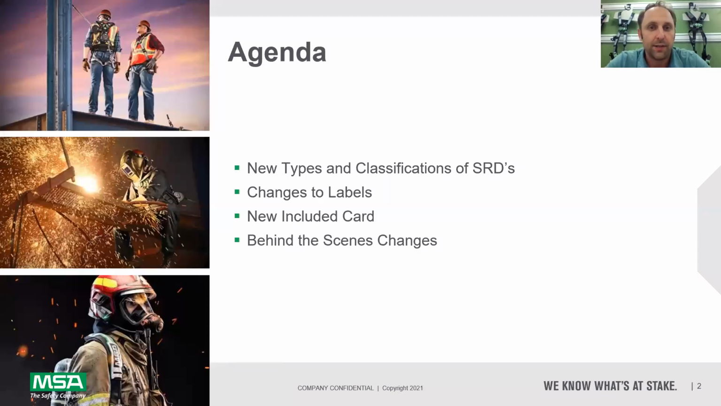here is the agenda for today. I'd like to review a lot of the big changes are going to be around classification of SRDs. I'll hit on the major changes to labels and manuals, things you should be looking for. There's a new safety card included from the standard on certain types of products. And then there's a few things behind the scenes related to the design, the testing of the products that I think are interesting for you to know, but again, really won't change how you do product selection.